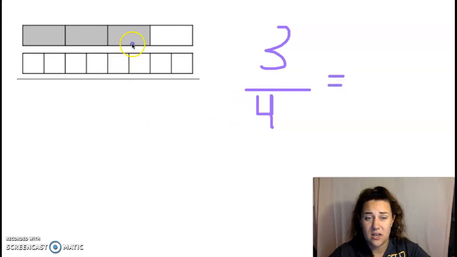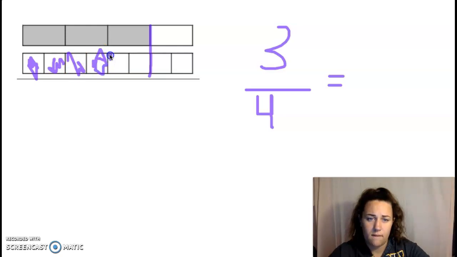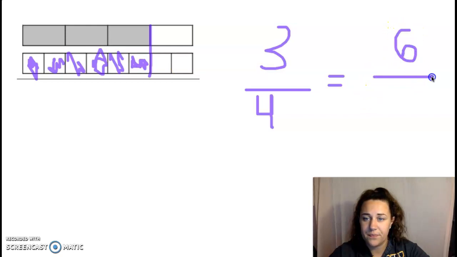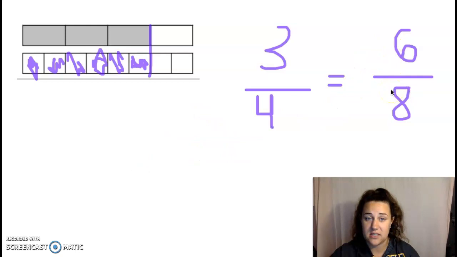Now, I just have to shade in my second fraction bar to find out. So again, I draw my line down so they know they're equal, and I shade them in. And I'm going to count as I shade them this time. So I have 1, 2, 3, 4, 5, 6. So I shaded in 6. That's my numerator, right? But how many altogether were in this fraction bar? 1, 2, 3, 4, 5, 6, 7, 8. So 3/4 is equal to 6/8.